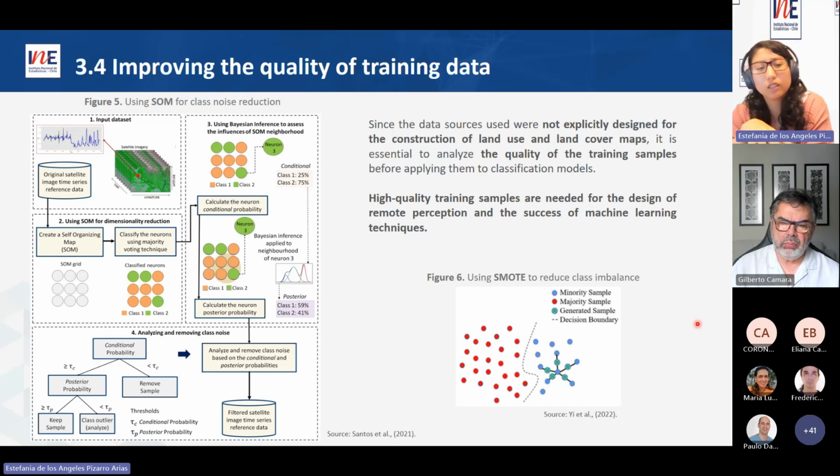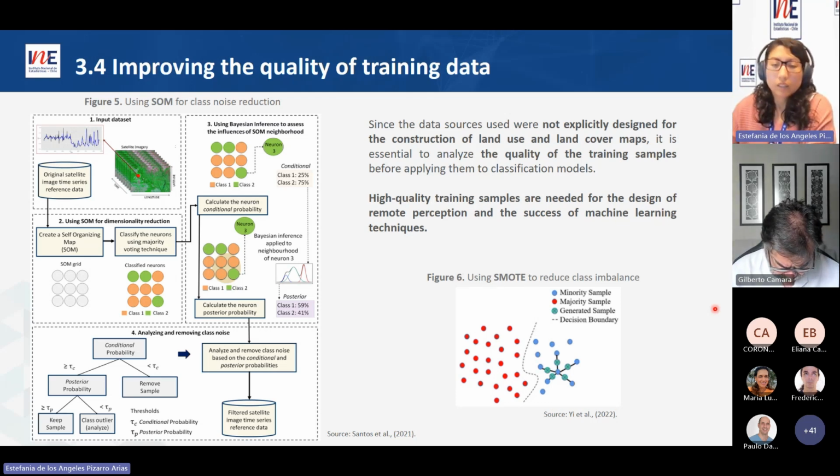We use two methods that are present in the SITS package for improving the quality of training data. One of them is self-organizing maps, SOM, and the other is the synthetic minority oversampling technique, SMOTE. In the case of the SOM method, we can divide it into 4 steps.